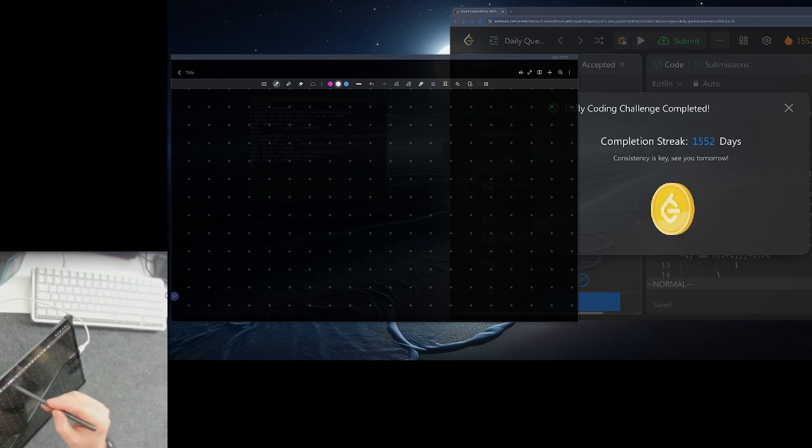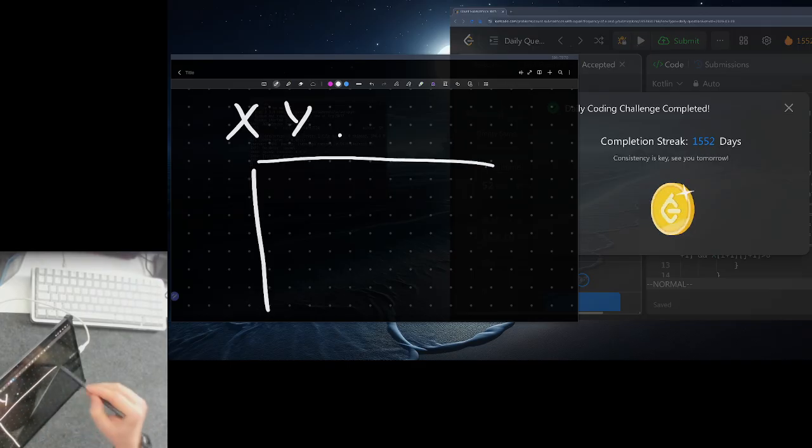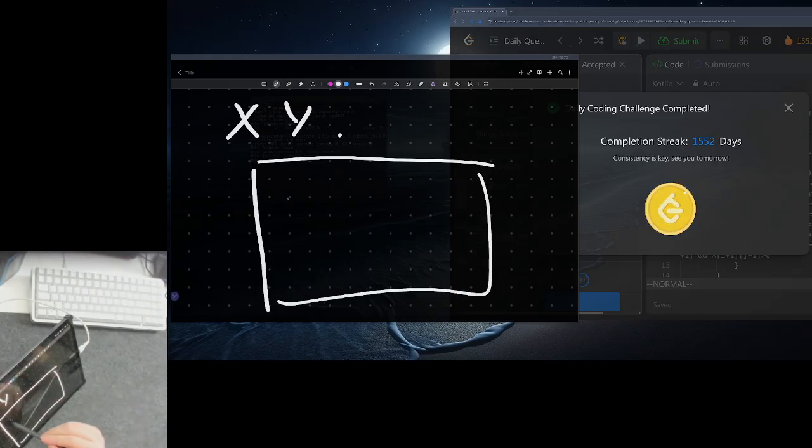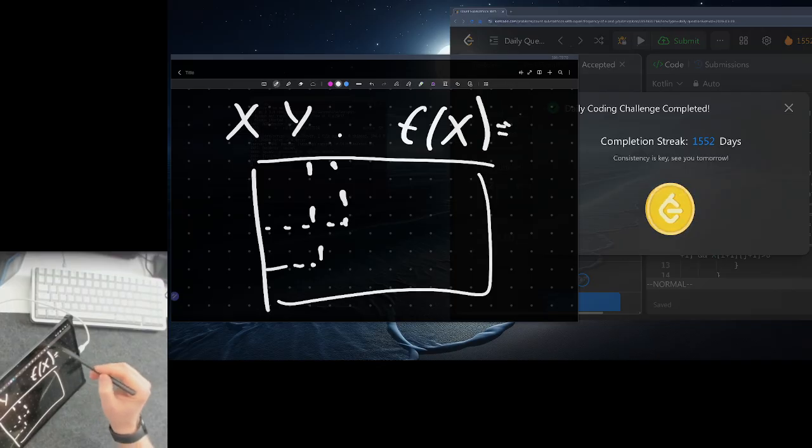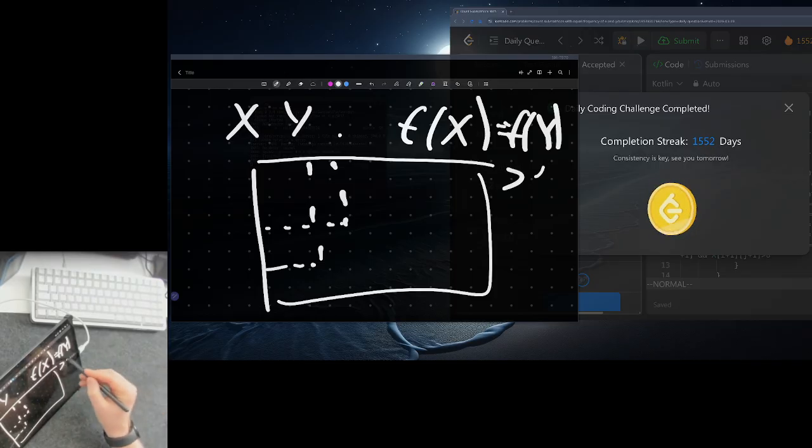So we have a matrix of characters x and y and dot, and we are asked to find how many submatrices we have that have equal frequencies of x and y, and it also should have at least one x or y.